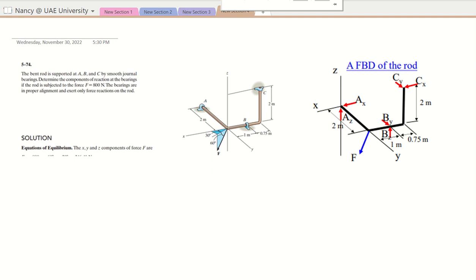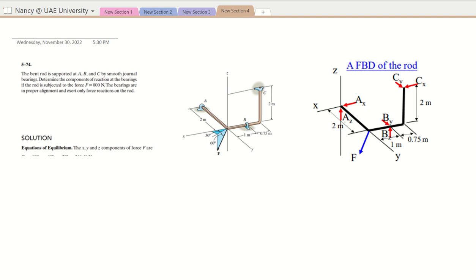Now let's solve this 3D problem from chapter 5. As you can see here, we have a bent rod that is supported by 3 smooth journal bearings, and we have the force F, that is an inclined force here, having a magnitude of 800 newtons. So the question is to find the reactions of the smooth journal bearing.